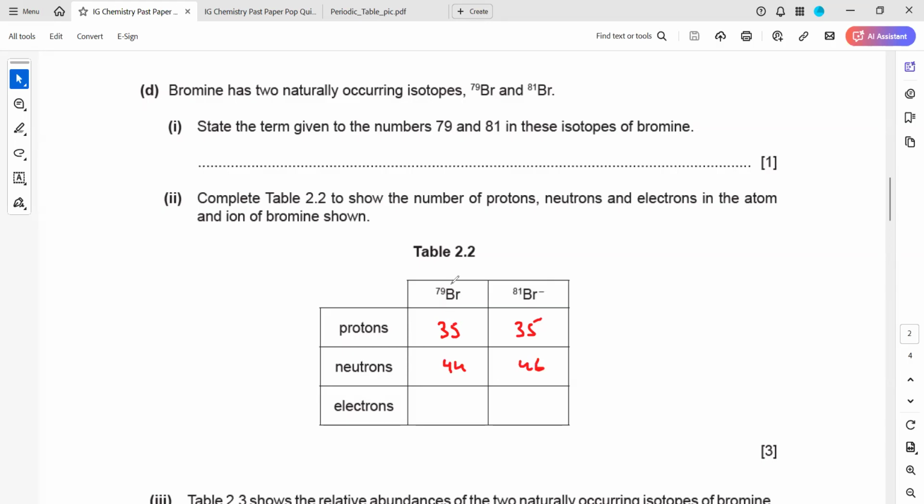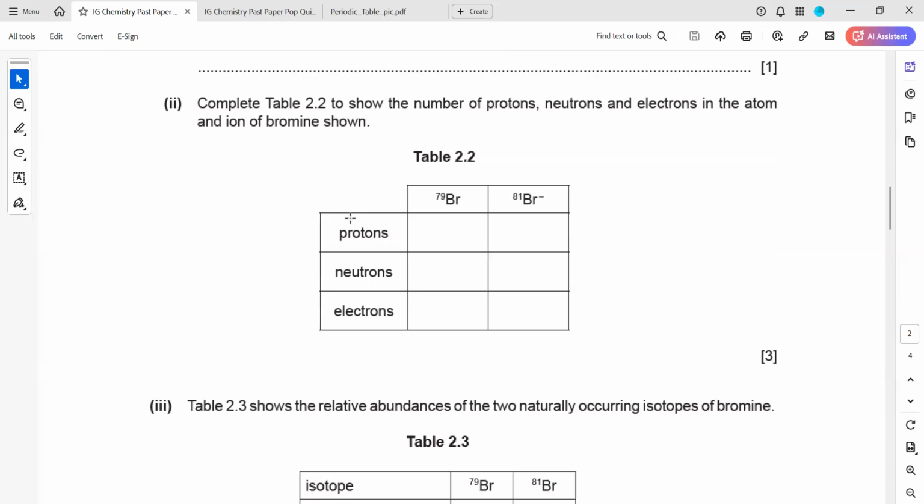Number of electrons: because it's neutral, the number of protons and electrons should be the same. So this will be 35. But how many electrons will be there for this one? It is negatively charged, so an additional electron is there. So it will be 36. This is the pop quiz.